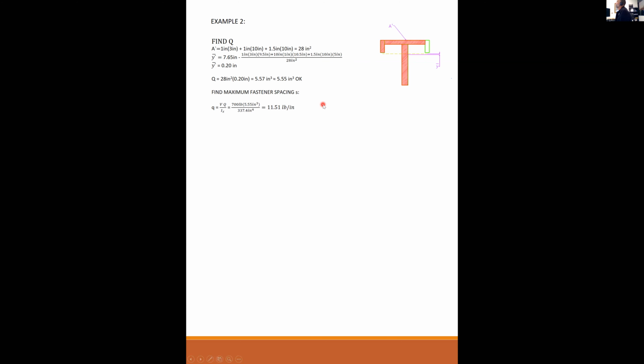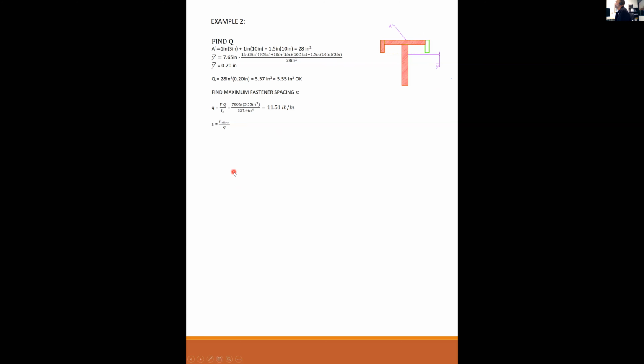Okay, this inch right here is not the width of the shear plane. This is inches in and out of the page. So this is 11.51 pounds per inch of beam along the span, or in and out of the page.